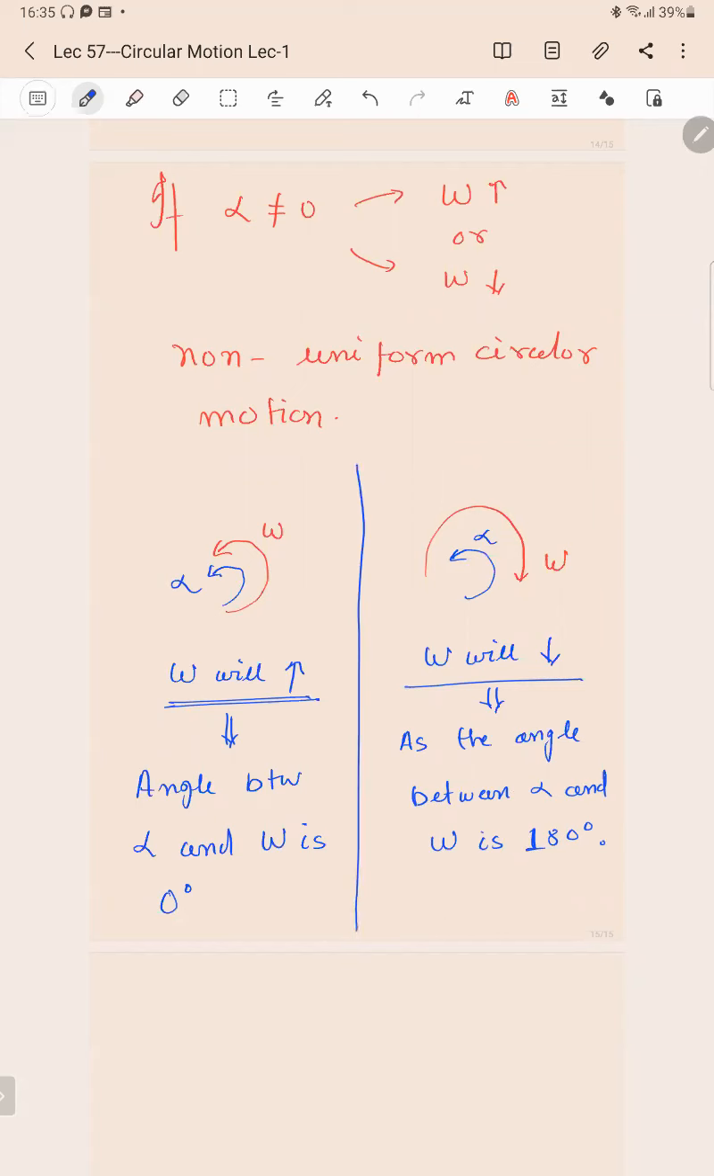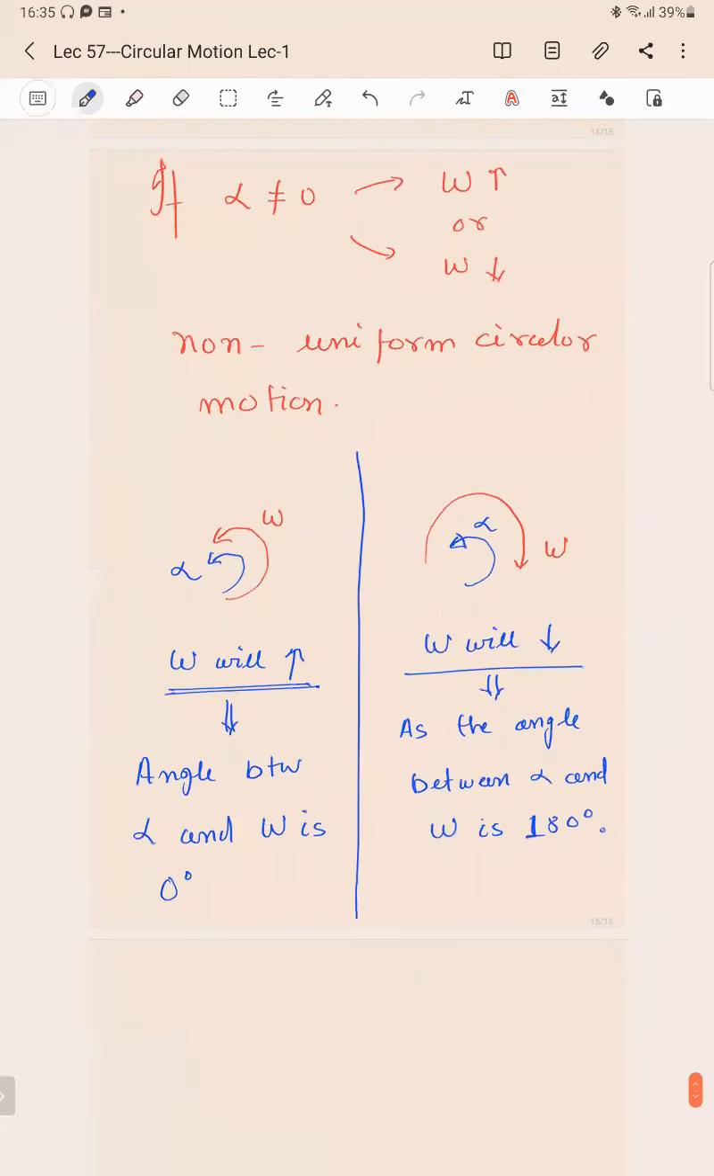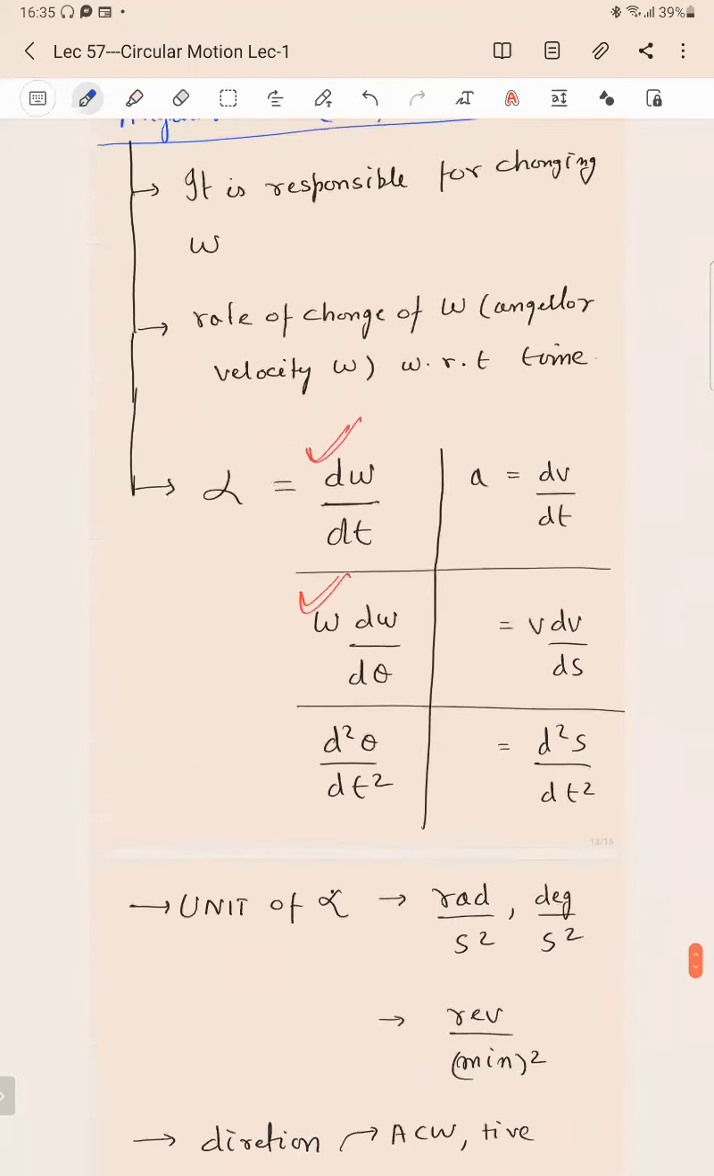Are you getting my point? Yes, sir. This is how the things are. समझ में आ गया? हाँ सर. अच्छा, बहुत बढ़िया.